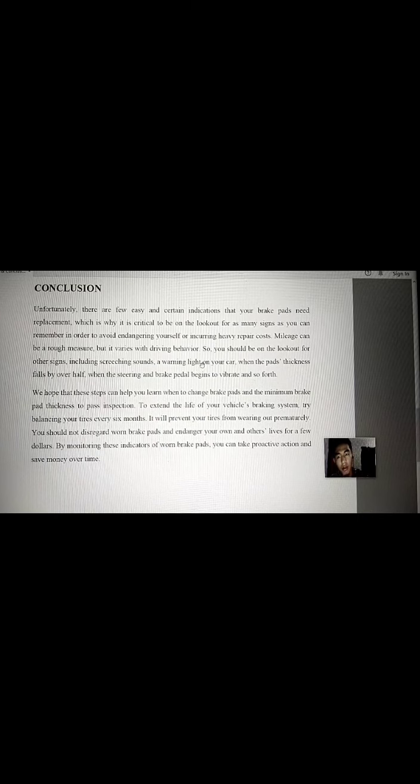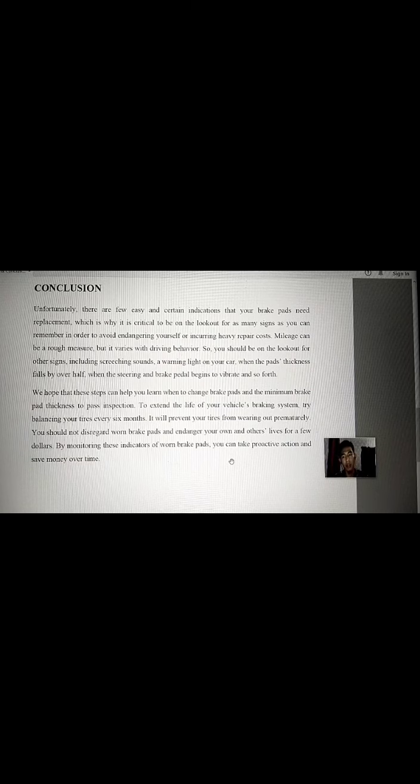Okay, for the conclusion, unfortunately, there are few easy and certain indications that your brake pad needs replacement, which is why it is critical to be on the lookout for as many signs as you can remember in order to avoid endangering yourself or incurring heavy repair costs.